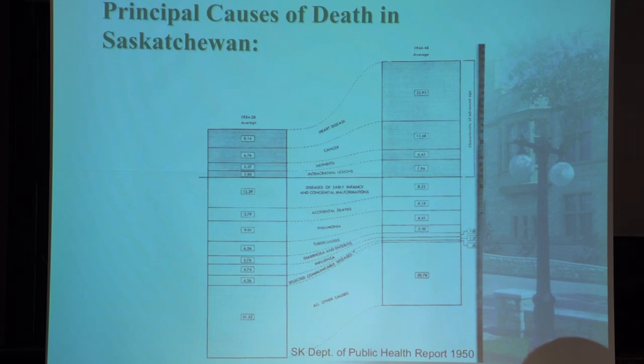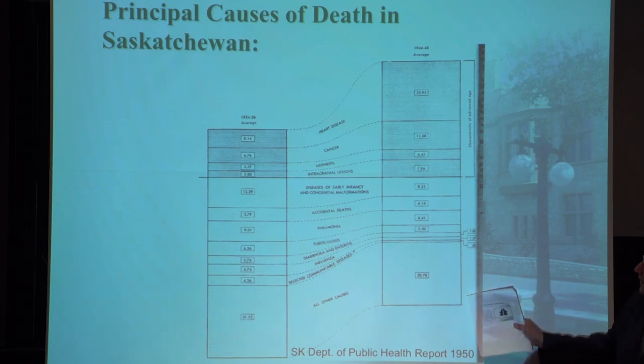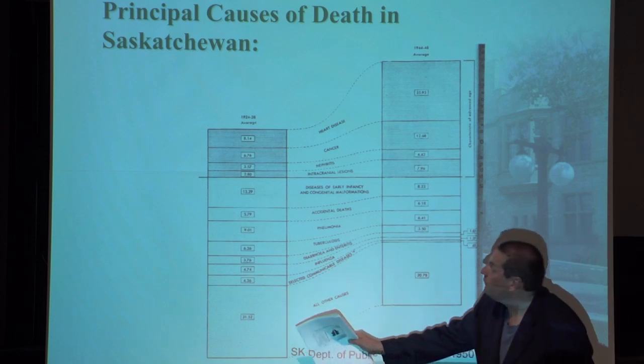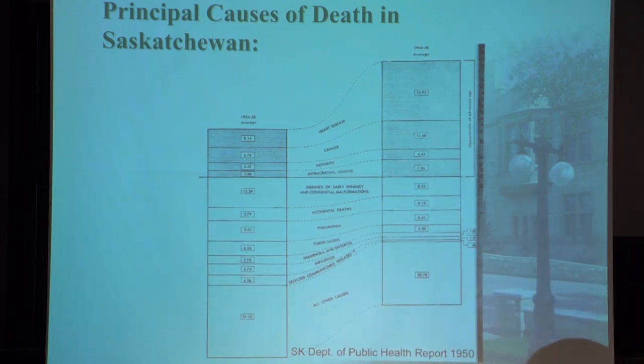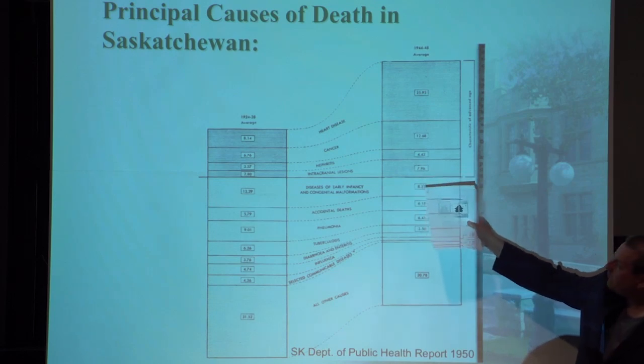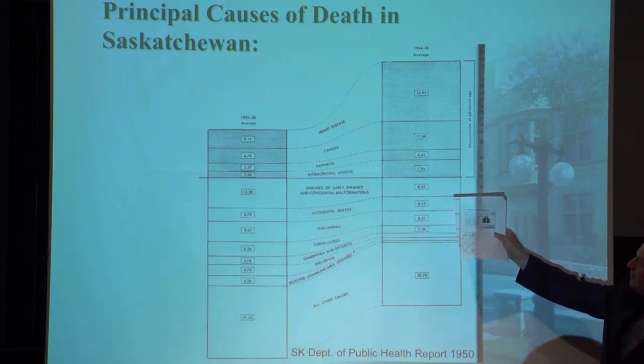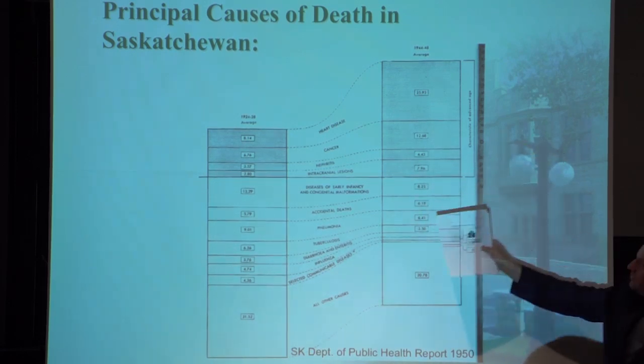In this case, it's a wonderful chart that was done by the Saskatchewan Department of Public Health, and it's really hard to read. This is from 1944 to 48 average. This is from 1944 to 28, also averaged. The important thing here, again, looking at the top section: heart disease, cancer, nephritis or kidney disease, and intracranial lesions and strokes. These are new diseases, and you see the growth in that.